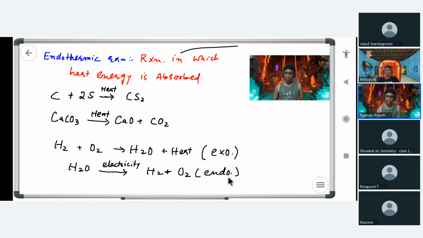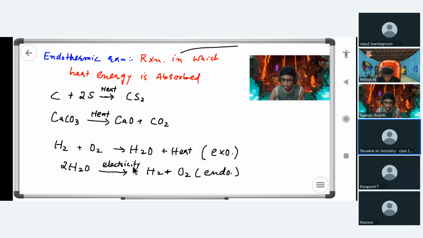See what we are actually doing here. We are just doing the electrolysis of water. That means the water will not break itself. We have to give some energy to the water, and that means energy is absorbed. And what energy is absorbed here? The electrical energy. So first we have to give electrical energy to the water, then it will decompose to H2 plus O2. So this is also endothermic.